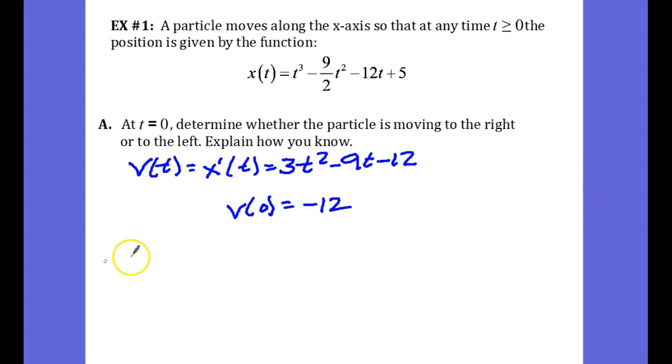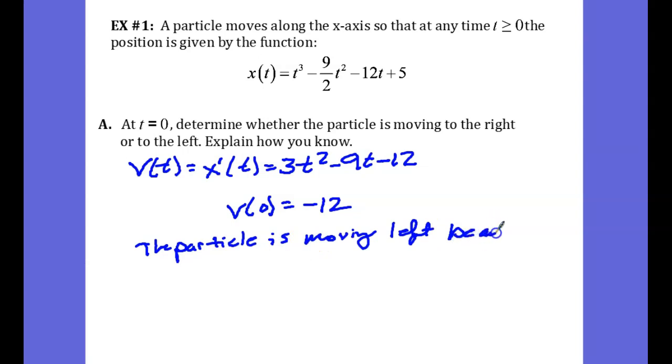Okay, so now we know that the particle is moving left, but we have to give a reason for this. So because v(0) equals negative 12, v(0) is less than 0. It's negative. So since the velocity is negative, it's moving left.